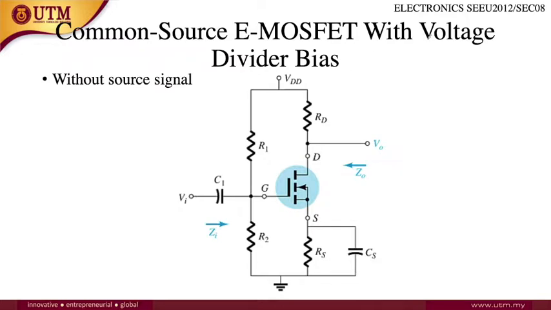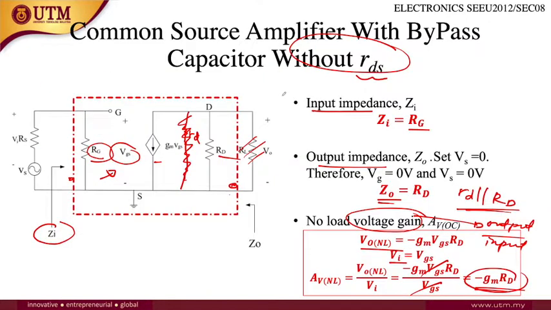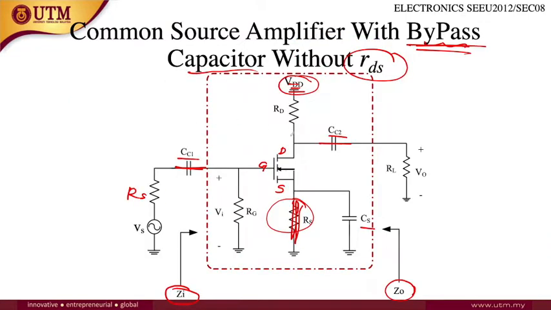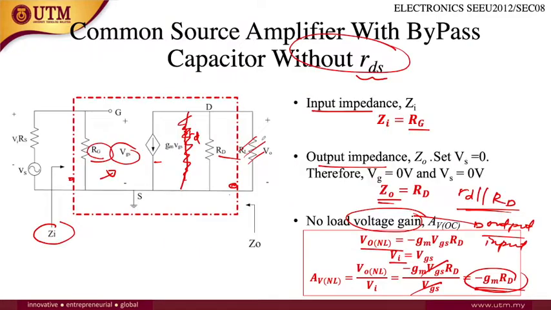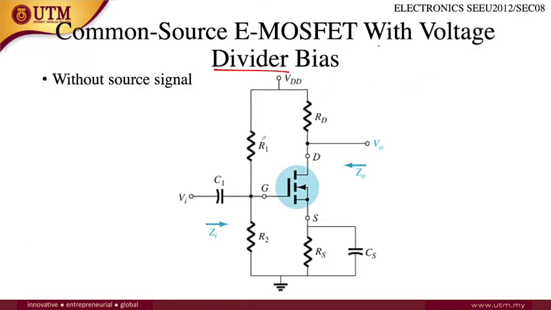Common source E-MOSFET with voltage divider. So this is not a voltage divider circuit yet. This is only the common source amplifier. So let's look at the common source with the voltage divider bias.